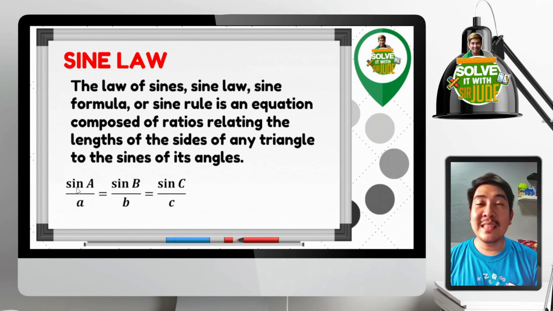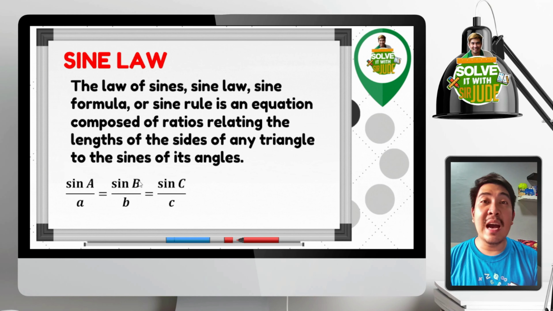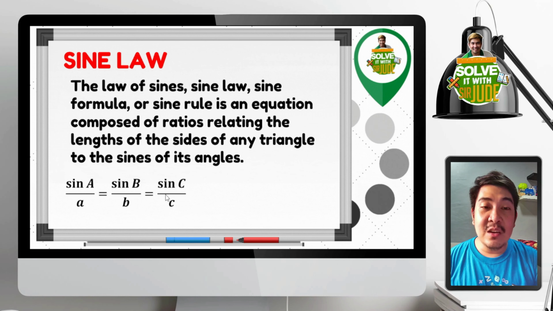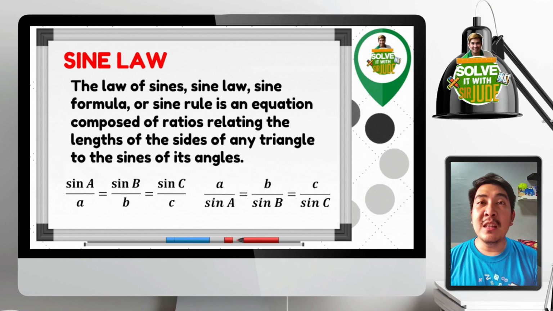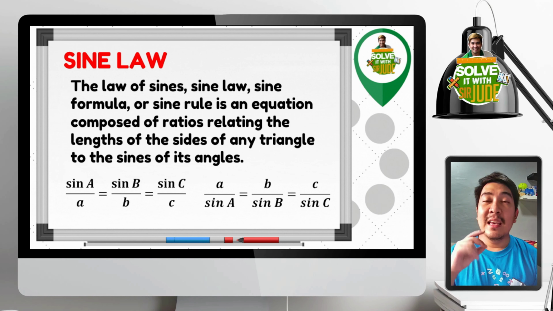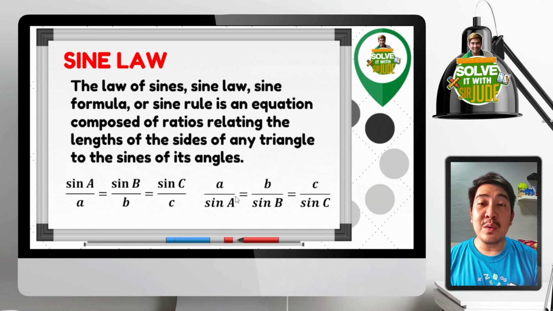We have the formula: sine of angle A over its opposite side a is equal to sine of angle B over its opposite side b is equal to sine of angle C over its opposite side c. It is also true when the numerator and denominator of each ratio are inverted. So we have a over sine A is equal to b over sine B is equal to c over sine C. We can also use that.